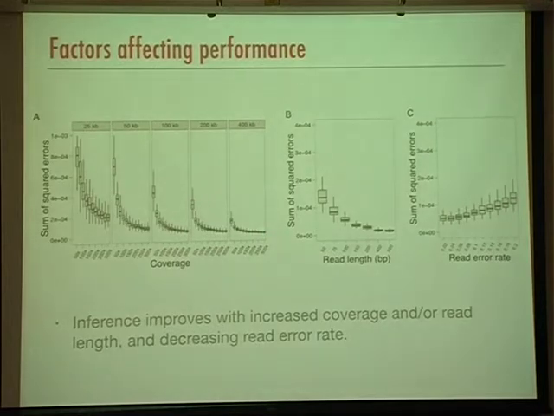We get lower error rates. If the read length is longer, we get lower error rates. And if the read error rate increases, we get higher error rates. So those all make sense. But we have a sense now of how we can do under different conditions for the experiment and what kind of cost you get if you lower your coverage from 200x to, say, 100x.